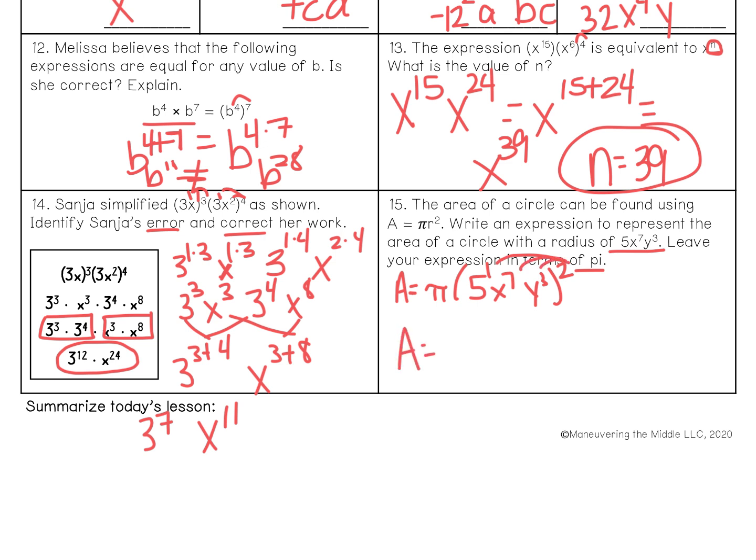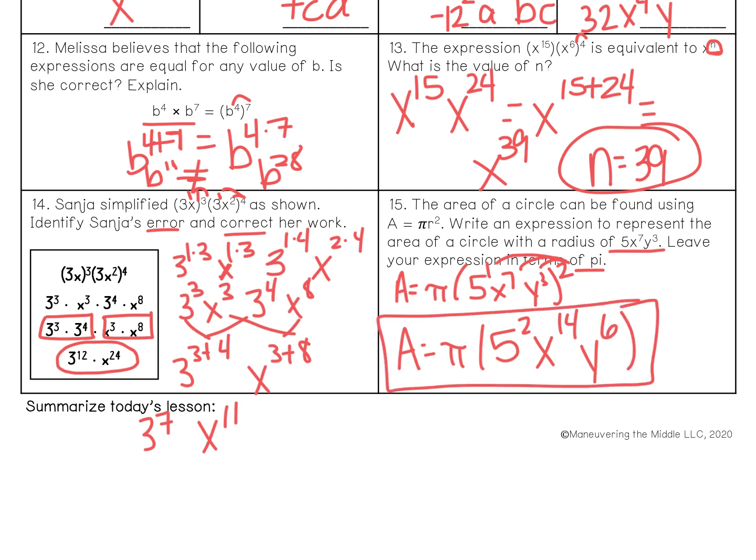A equals pi times 5 to the 1 times 2 is 2. X, 7 times 2 is 14. Y, 3 times 2 is 6. And there you go. Now, sometimes it does ask us to go ahead and multiply those regular numbers. If we wanted to do that, you could also write 5 squared is 25, x to the 14, y to the 6, and then they usually put pi on the end.